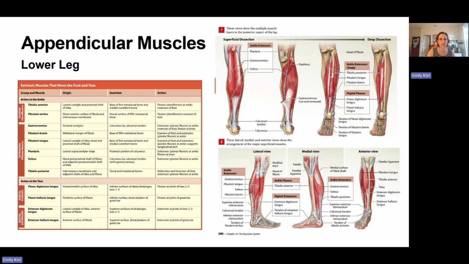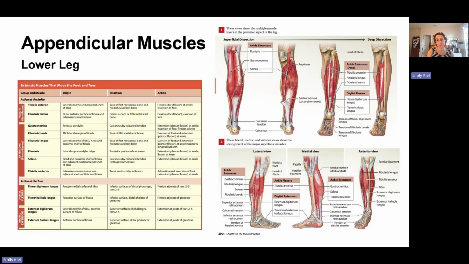We've also got some muscles of the lower leg. Again, I'll keep saying it, focus on the list of muscles that is on Canvas. I think one of the things to be aware of is the fibularis longus. It runs down the lateral portion of the leg where that fibula is. So that's important.